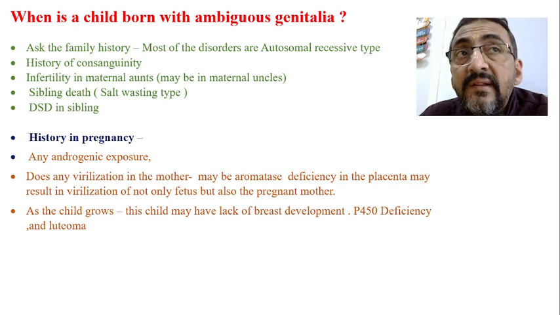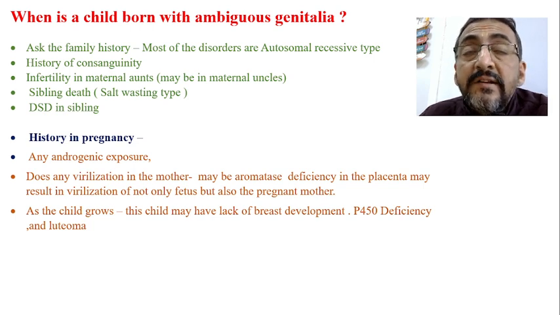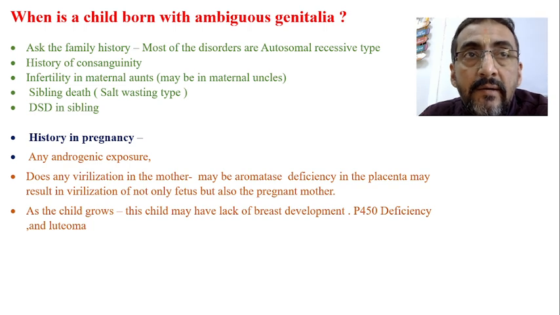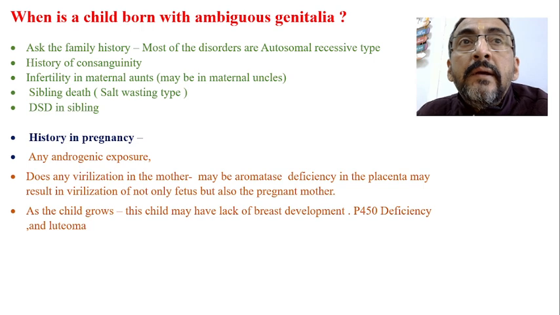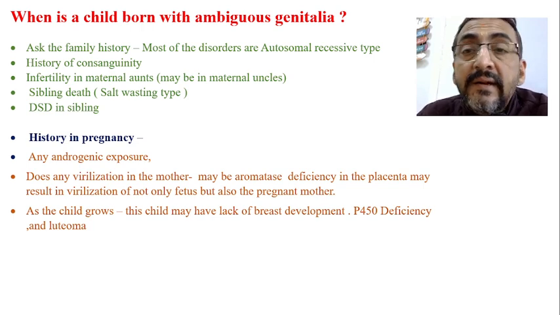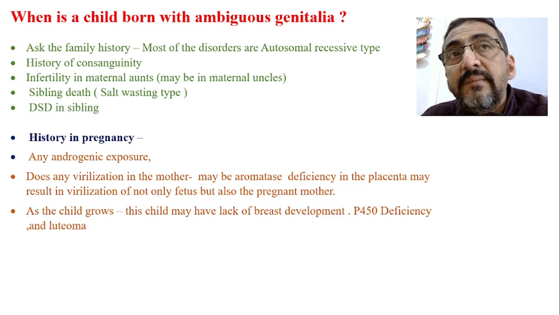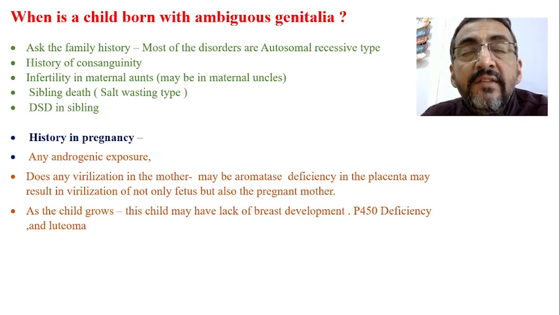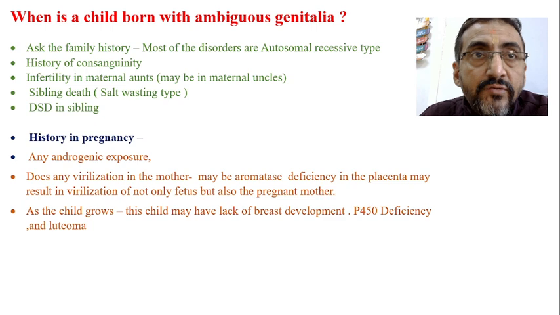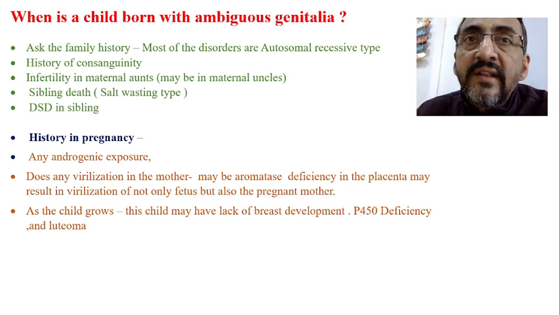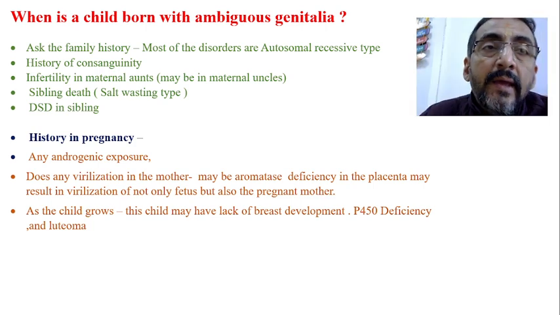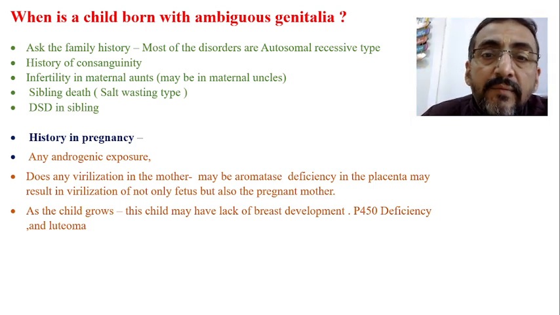You should also ask the history of sibling death. Whether there is a previous history of sibling death in this particular couple, or maybe in other couples in the family, you need to ask. One of the most common is the salt wasting type of adrenal problem, which usually leads to early sibling death. Then the last one, you have to ask about DSD in the other siblings. If there is some problem like ambiguous genitalia in the other siblings, you should record it. So these are some of the basic things that you have to ask in the history whenever you find a case of ambiguous genitalia at the time of birth.